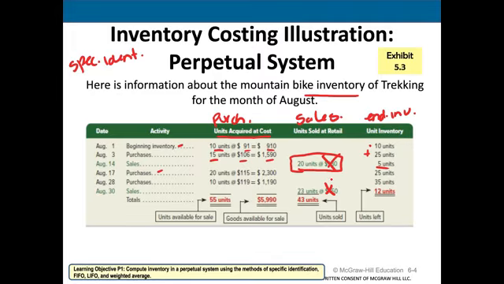Then on August 17th and 18th, they made additional purchases of more bikes, and on each of those days they paid a different amount for those bikes. But now they have another 30 units in their inventory, so a total inventory of 35 units. And then at the end of the month, they sold 23 units. So now they only have 12 units left. So this is just our facts.